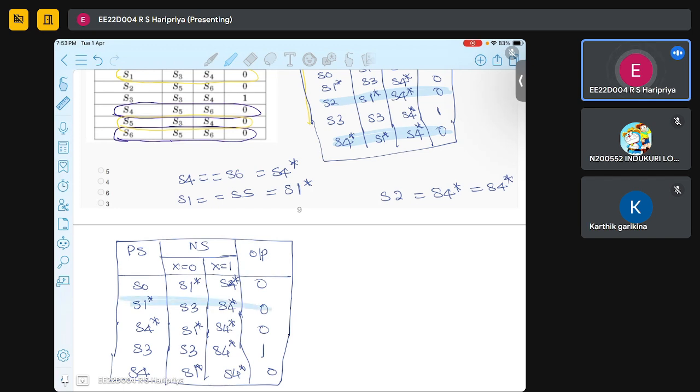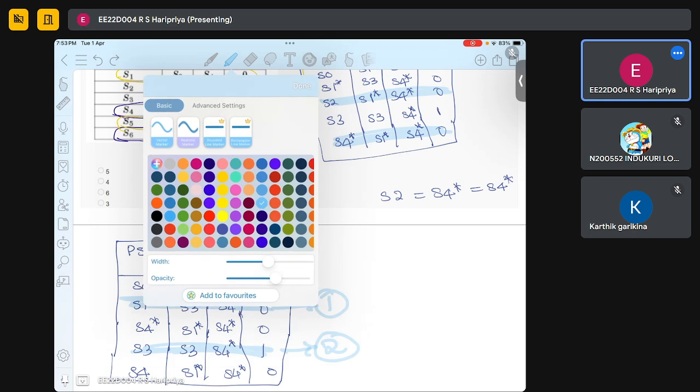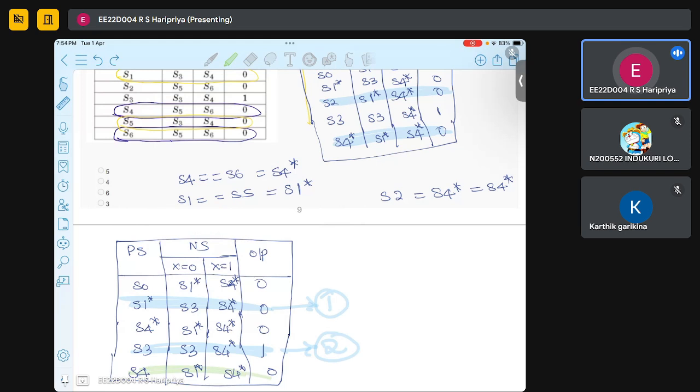This will be one separate set. This will be one separate set. Like, and this, I change the color. This can be merged with this and can be merged with this. S0 is equivalent to S4 star is equivalent to S. So we have a total of 3 states.